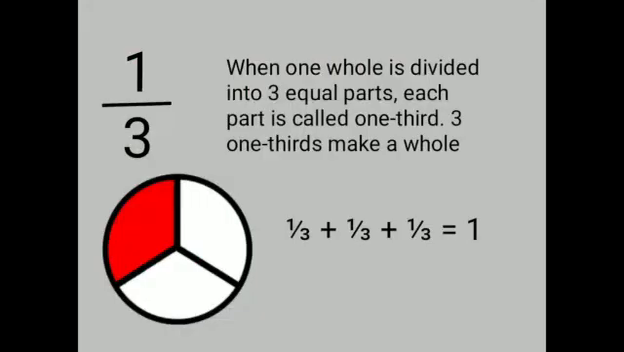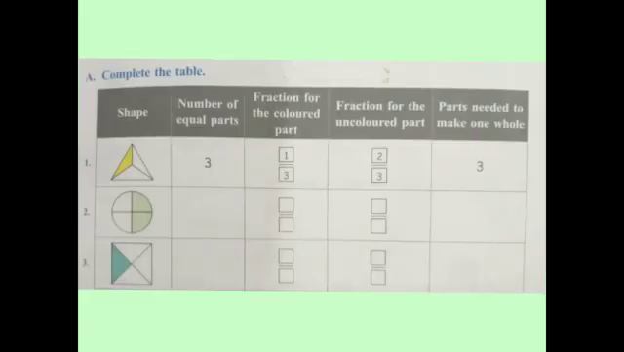Next 1 by 3 or 1/3. When one whole is divided into 3 equal parts, each part is called 1/3. 3 thirds make a whole. The circle is divided into 3 equal parts. Each part is 1 by 3, 1 by 3, 1 by 3. All the 1 by 3 parts make one whole.